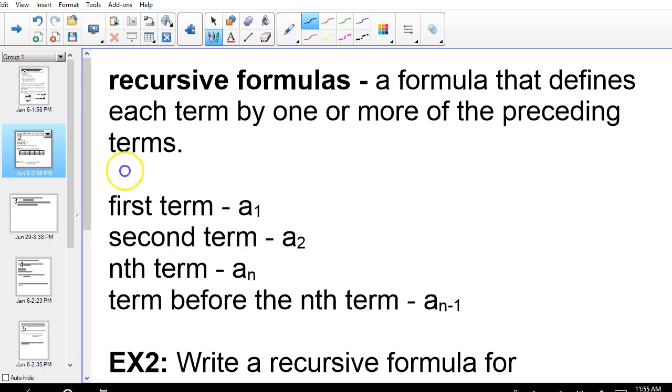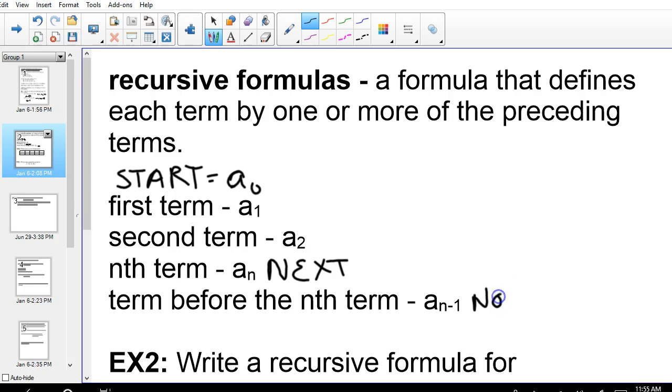Your start value is usually, they'll tell you, a sub 0. So it's just where it's at in the list: the first, second, third, fourth, fifth, sixth in the list. A sub n is the nth term, and a sub n minus 1 is the term that comes before that. So this term right here is your next, and this is what you've got right now.